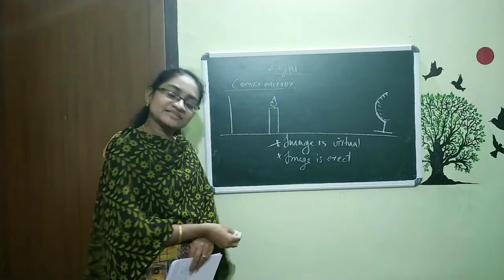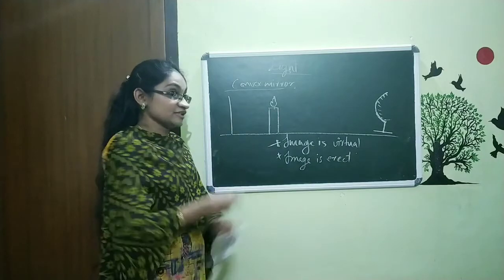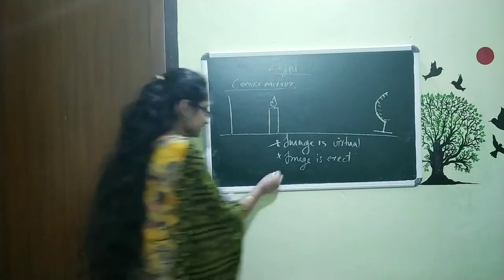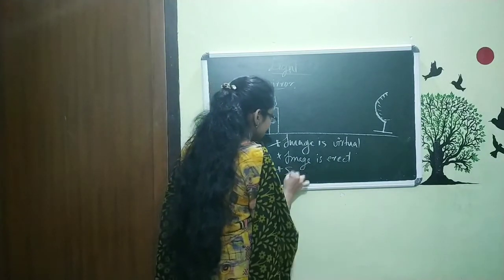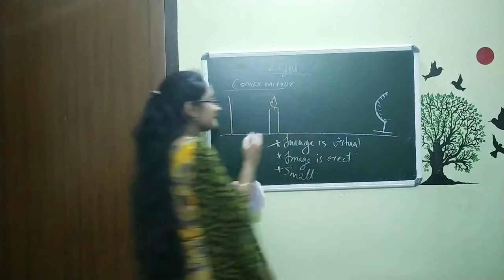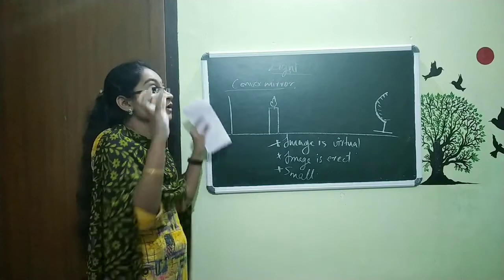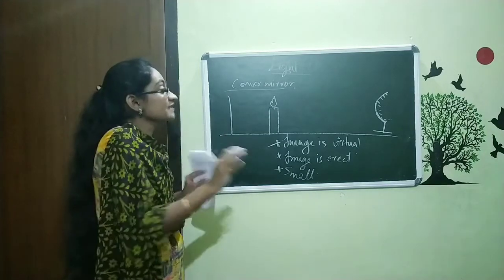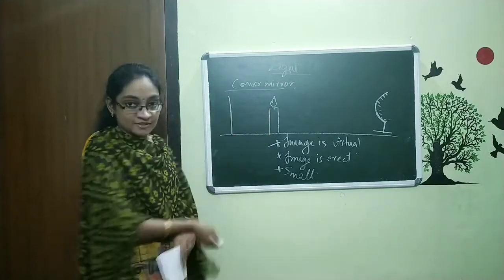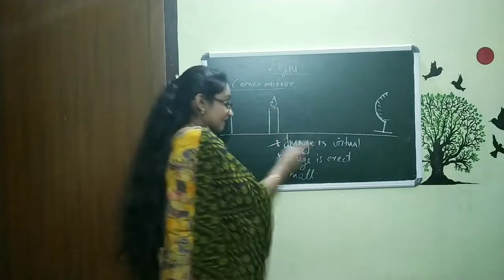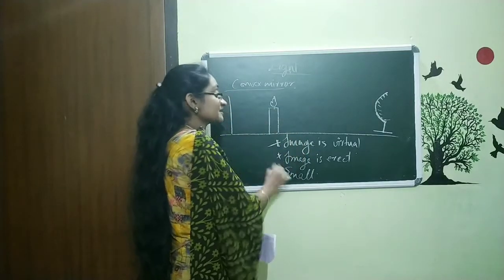And what is the size of the image? Is it big? No. We will get the image size as small. That means within that mirror we can see the whole vehicles, whole big buildings, all the things we can see in the convex mirror. So we can say the image is virtual, image is erect, small.